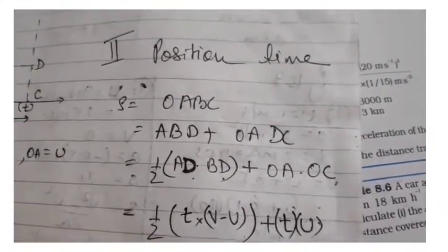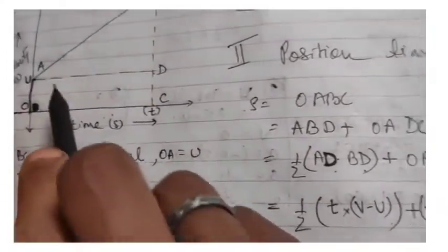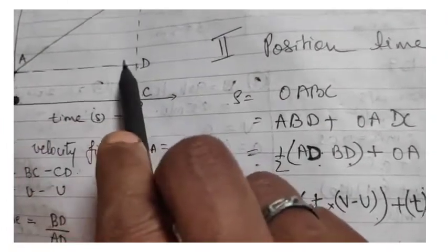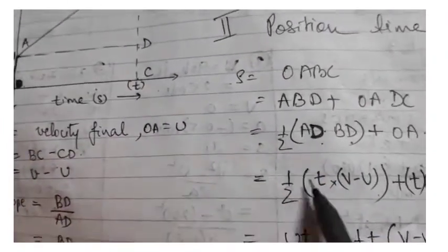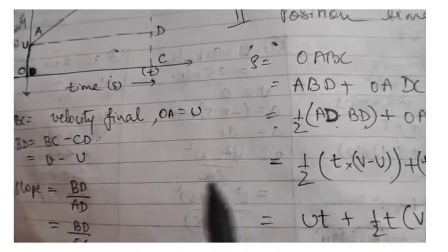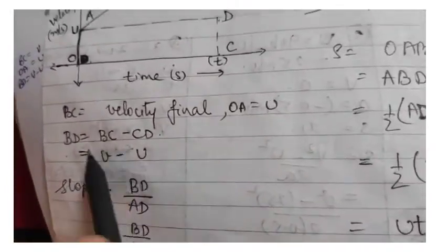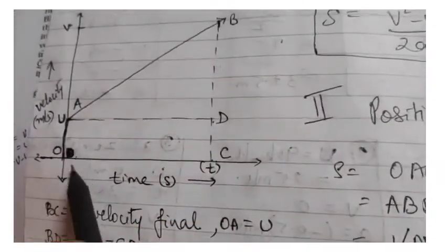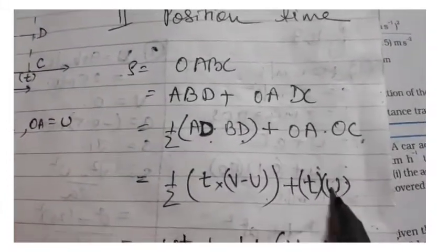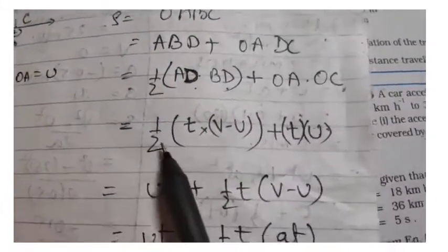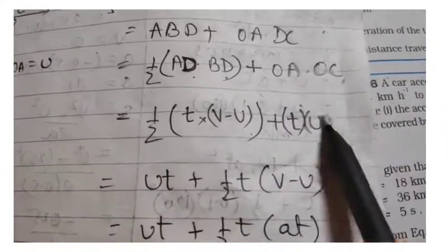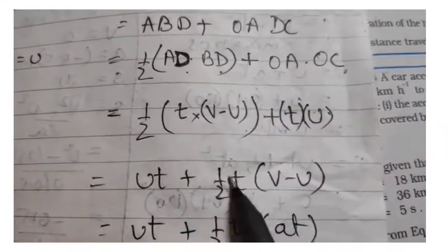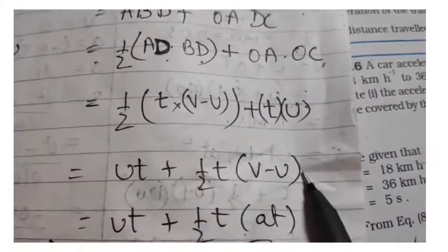Now substitute the values. What is the AD value? AD is T, time period T, isn't it? So half of T. What is the BD value which you have already derived earlier? V minus U. So for BD I wrote V minus U. What are OA and OC? OA is U and OC is T, so it will be U into T. So first I have written UT plus half T into V minus U.